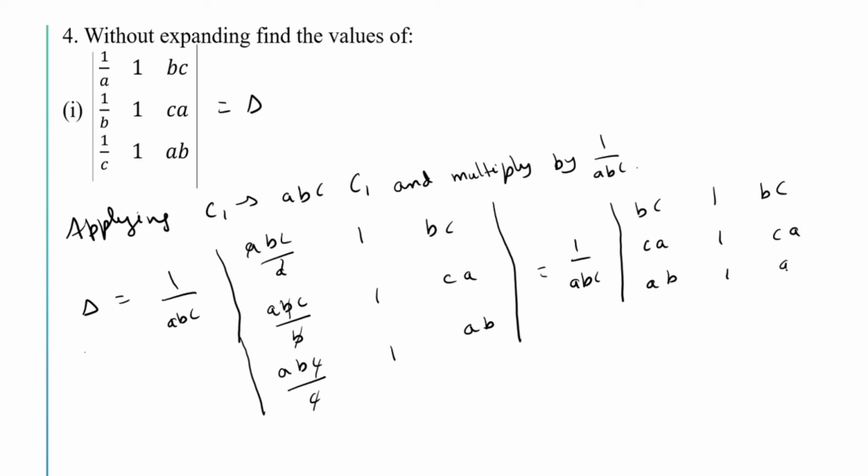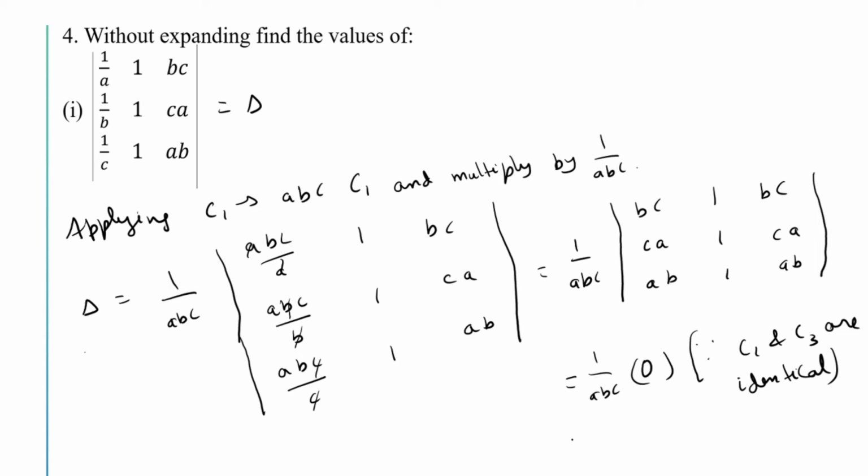bc, ca, ab. Here we can see that C1 and C3 are identical. Therefore, this is equal to 1/abc into 0, since C1 and C3 are identical, or delta is equal to 0. So the value of the given determinant is 0.